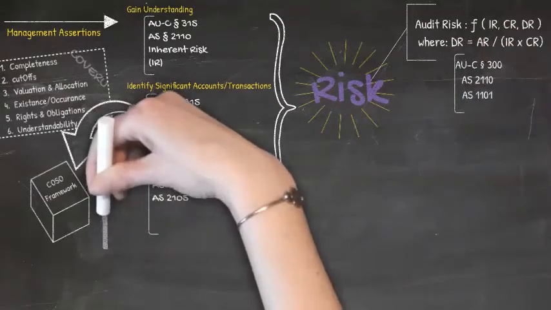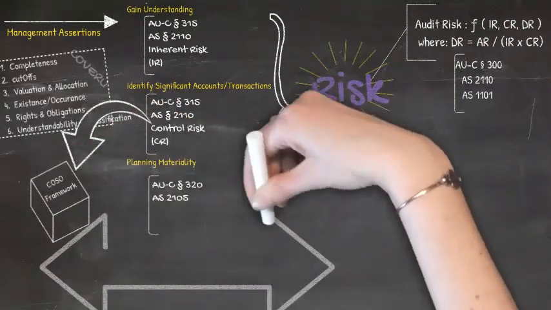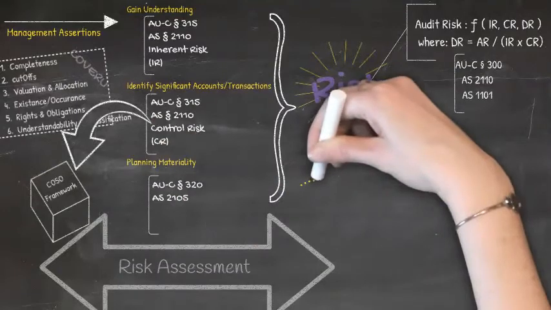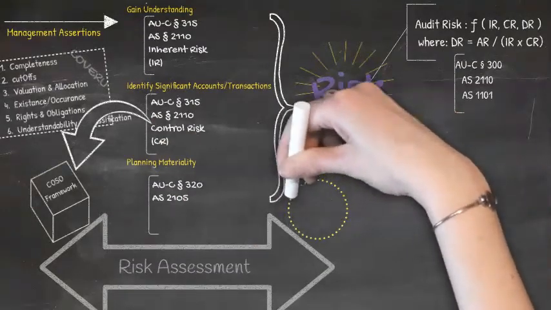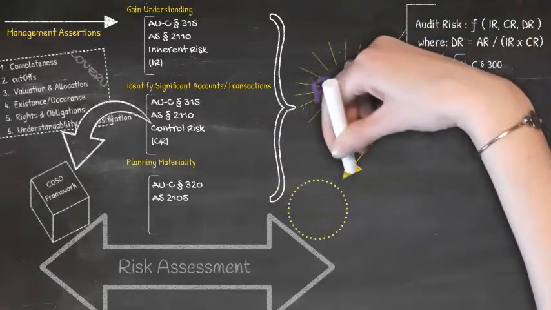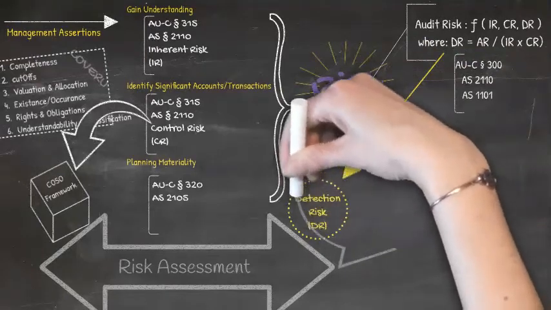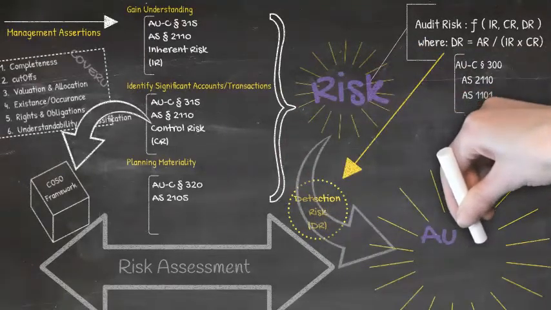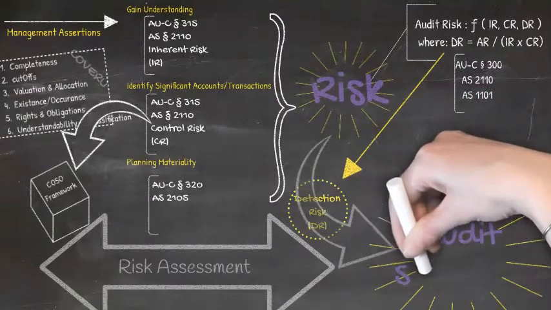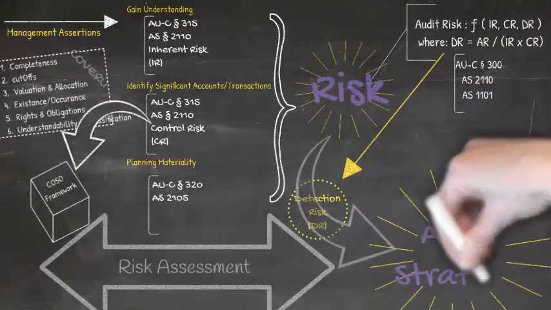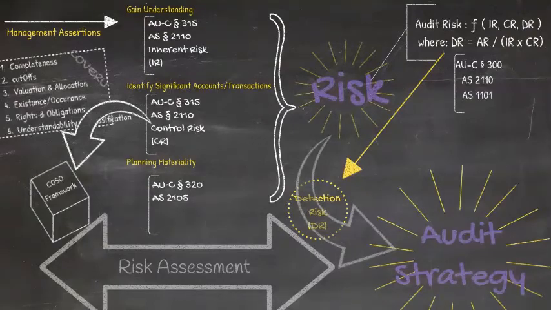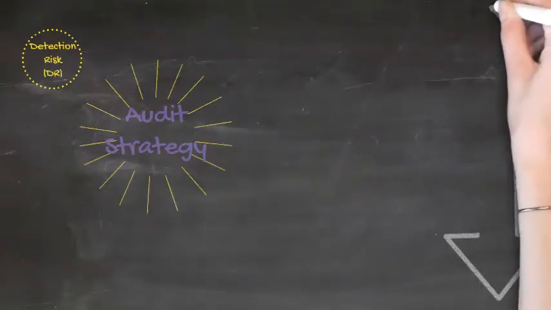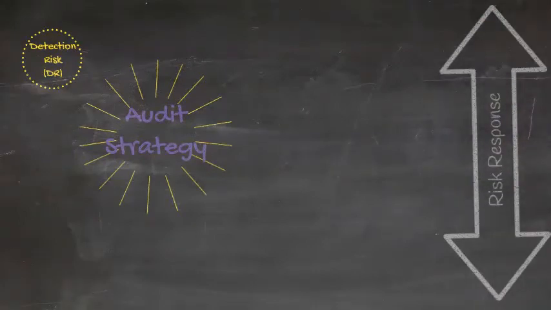AUC 300 says that the overall audit strategy and audit plan will be defined during the planning phase based on the auditor's risk assessment. In other words, our calculation of detection risk during the planning phase of an audit determines our audit strategy. James's audit strategy is determined by his assessment of detection risk for specific accounts and transactions.